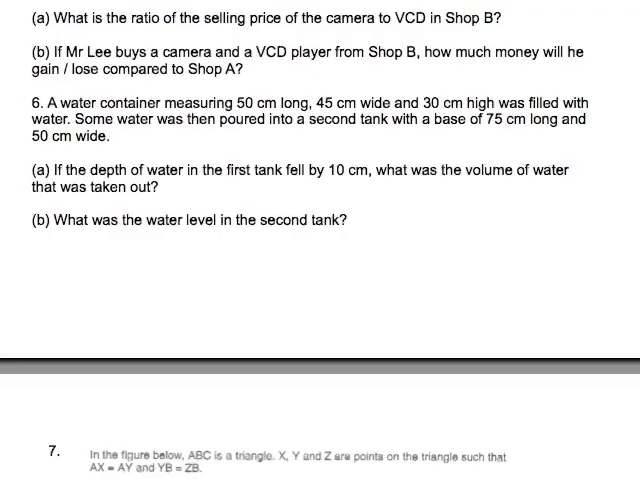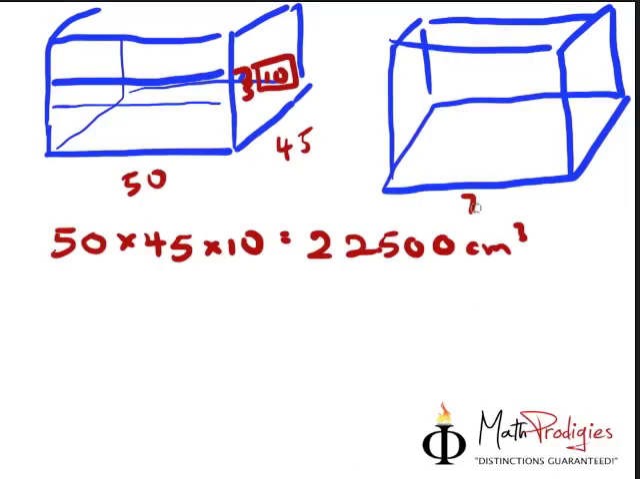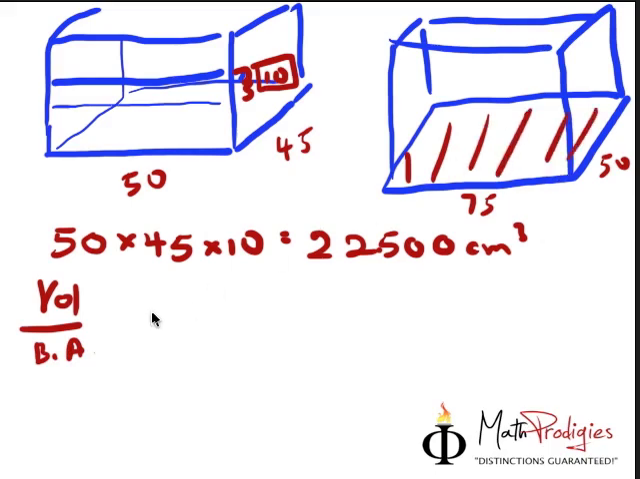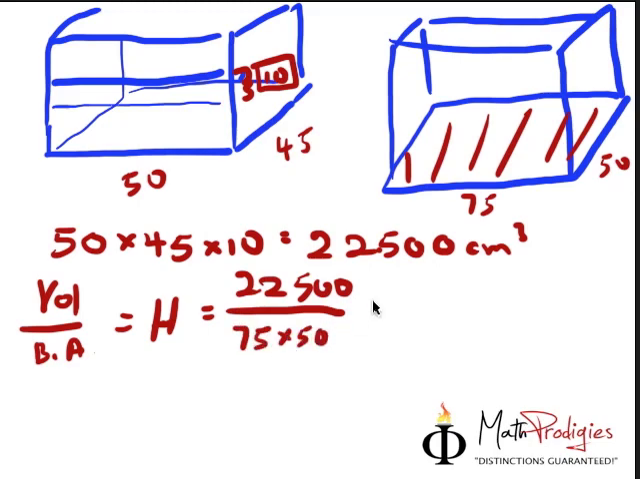The second question is, what was the water level in the second tank? You already know two very important things: 75 cm long and 50 cm wide. Can you find the height if you're given the base area? Yes, you can. Volume divided by base area, which in this case is 75 by 50, gives you the height. So your volume is 22,500, and your base area is 75 multiplied by 50.